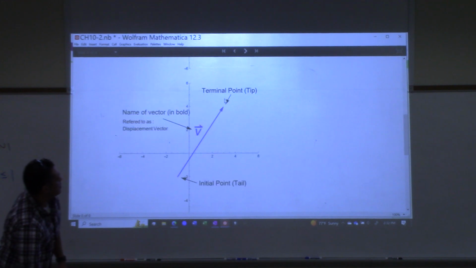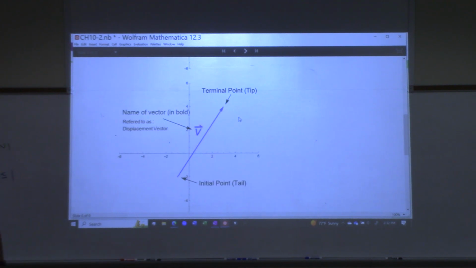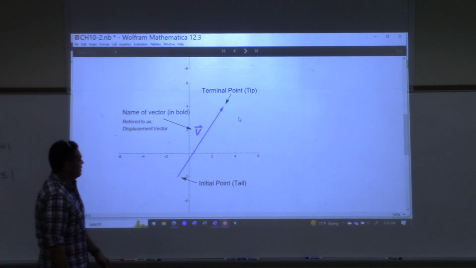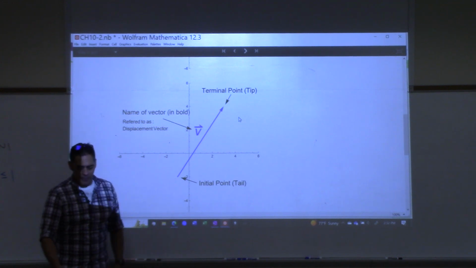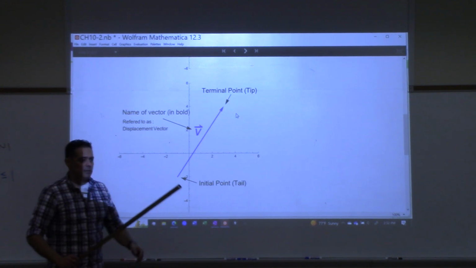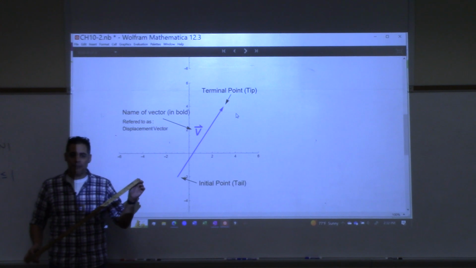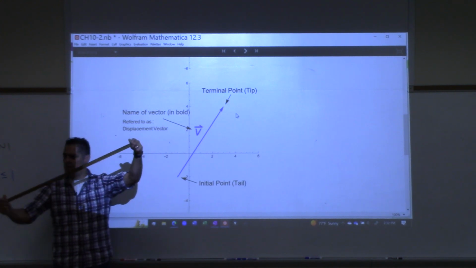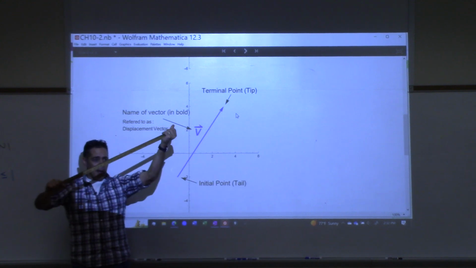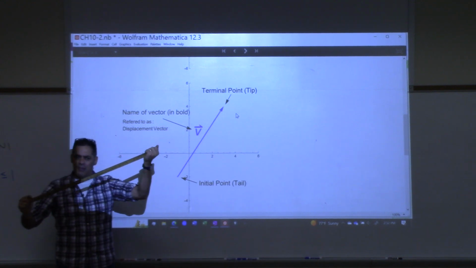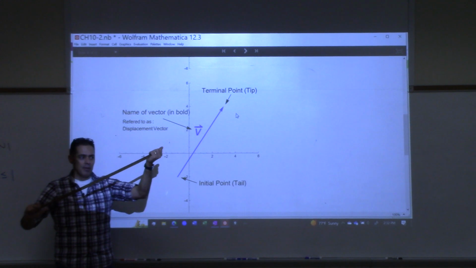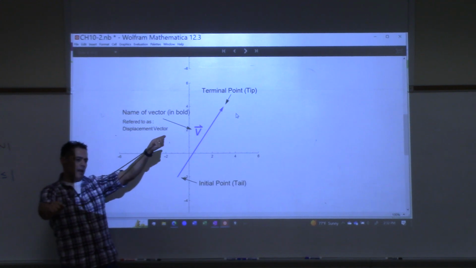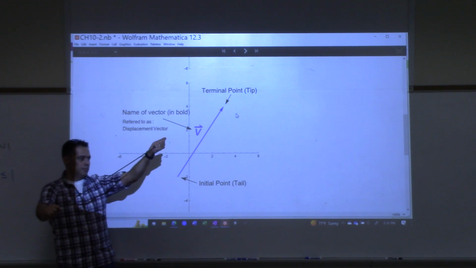Some language of vectors. Does this look familiar to you? Yep. When you have a vector, the big thing that makes a vector different from a line segment, which just connects 2 points. That's it. Give me 2 points, draw a line between them, that's a line segment. What makes a vector different? Direction. Well, a line segment kind of has a direction. Yeah, but it has a specific beginning and an end in a direction.